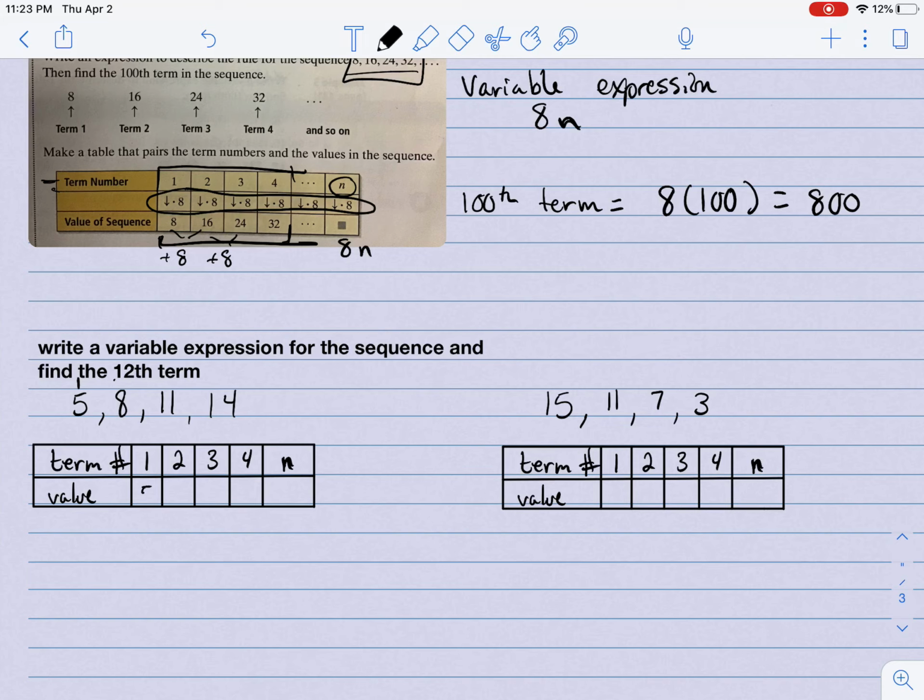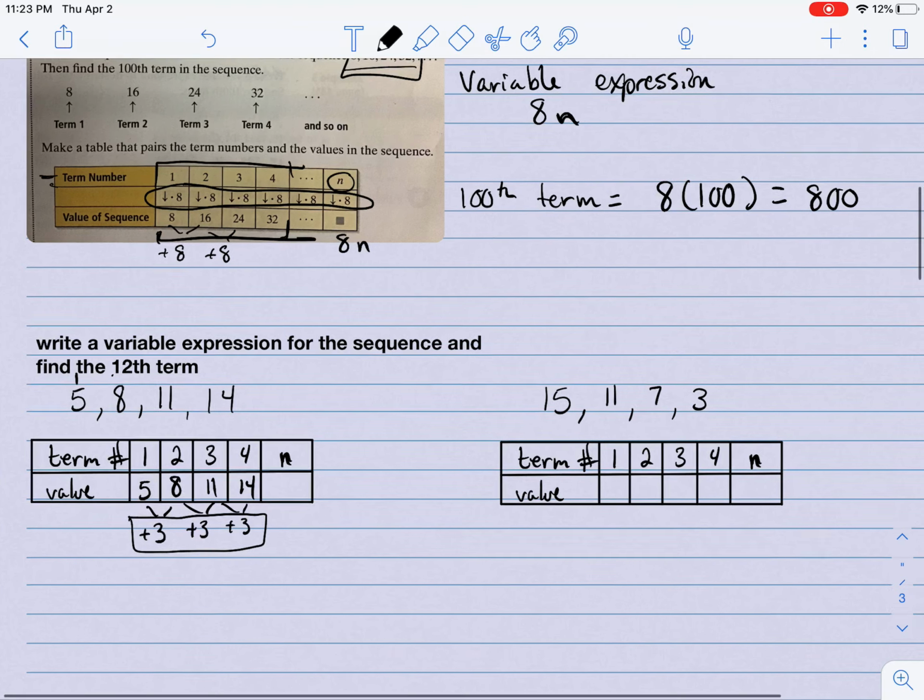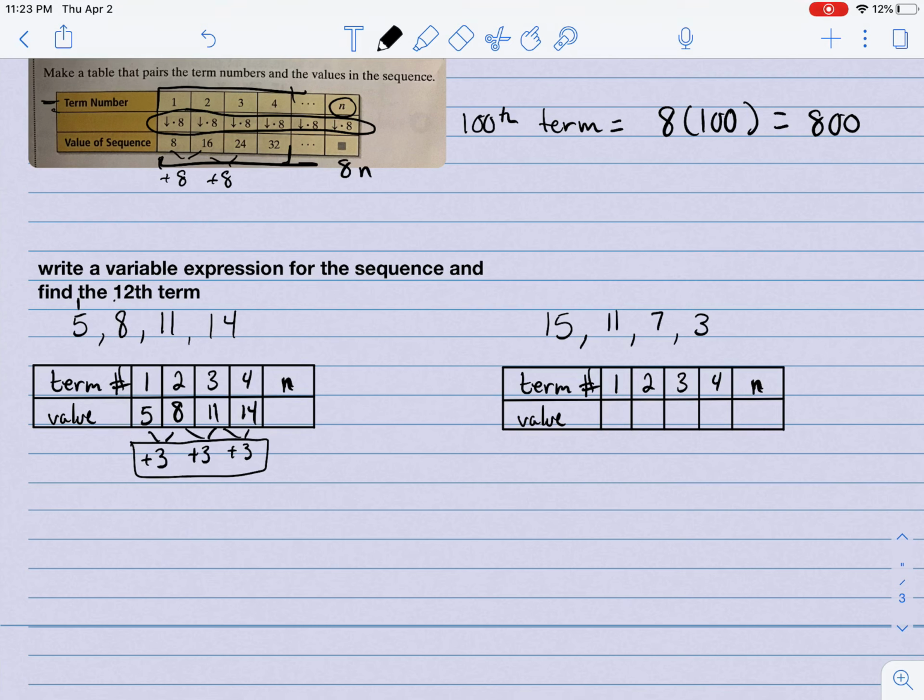All right, what we're going to do is put our sequence here. 5 is our first term, 8 is our second, 11 is our third, and 14 is our fourth. Okay, so what you'll notice is that this is an increase of 3. So we're going to use this to write our variable expression. That constant change, the constant increase, which is the plus 3, is going to go in front of our variable n. Okay, so that would be our variable expression.